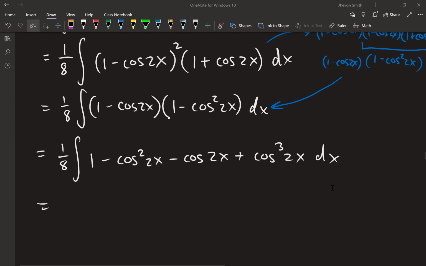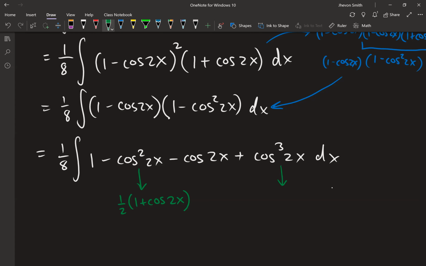How do you deal with the cosine squared 2x? Yeah, we just have to apply the half, the double angle formula. Right, apply the double angle formula. So for this one here, we're going to think of this as 1/2 times 1 plus cosine 2x. This we can integrate easily. It's kind of a substitution that you don't even have to do, because you can do it in your head. You know it's going to just be 1/2 sine 2x.